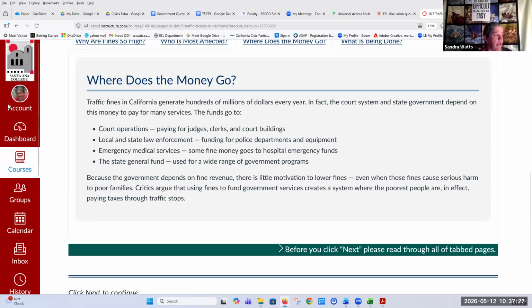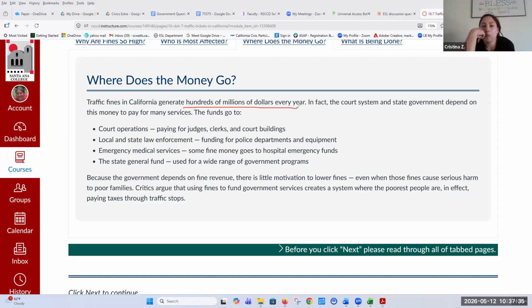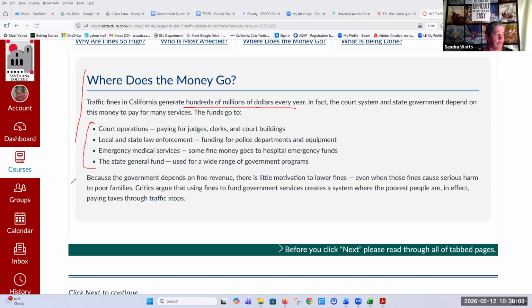Thank you. So, literally, tickets generate hundreds of millions of dollars for the state every year. So it's kind of almost like a tax thing. Okay. So we are paying for all of these things with tickets. The problem is poor people are paying more. So how is that fair? All right. Questions? Vocabulary, pronunciation, not sures.